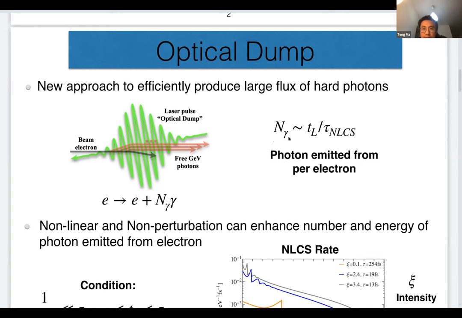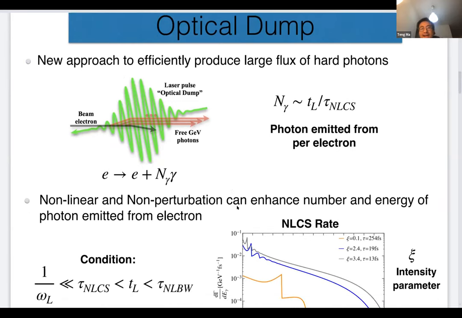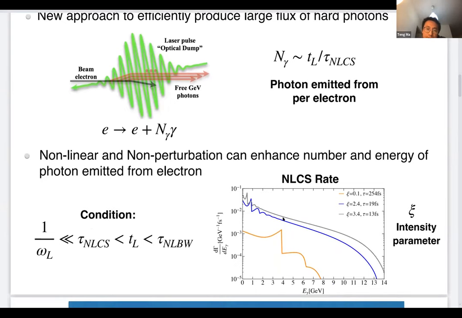Actually, this system is very efficient at producing photons. The photon number is proportional to the path length T_L divided by the time scale of nonlinear Compton scattering. If the laser background is very intense and strong, the time scale of nonlinear Compton scattering will be very short. So in this system, a lot of photons will be emitted from the electron. The nonlinear and non-perturbative effect can not only enhance the number of photons, but also enhance their energy. This plot is the analytical result of the photon spectrum emitted from the electron. We can see that the photon number and energy increase as the intensity parameter increases, which parameterizes the intensity of the laser background.